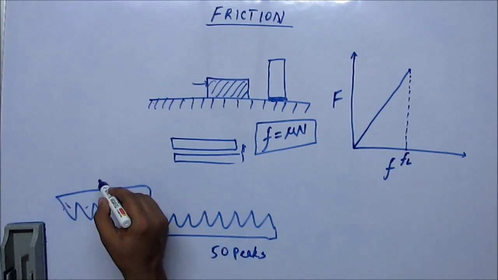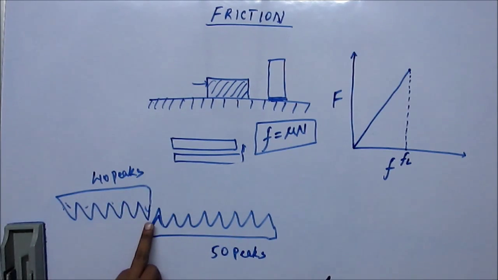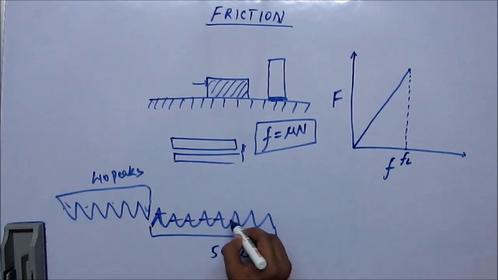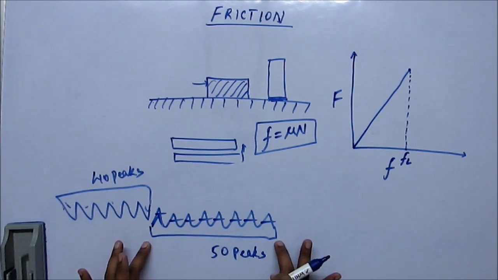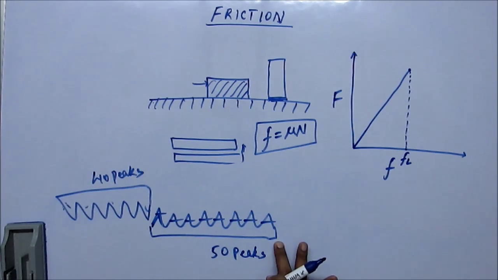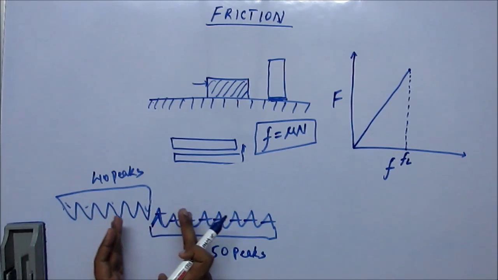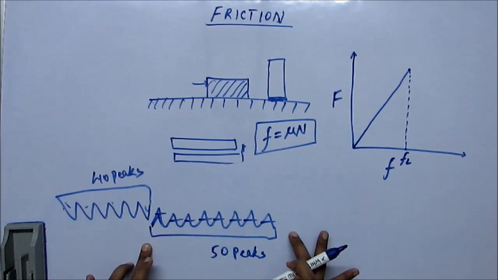And suppose there are 40 peaks. Okay, now you're sliding. What is happening? The front teeth of this is a barrier for the rest of the teeth. It comes and breaks this teeth, breaks this teeth, and so on. Suppose there are 50 peaks. This contact area has 50 peaks, and for this upper block to get past this much of area, it has to break 50 teeth.